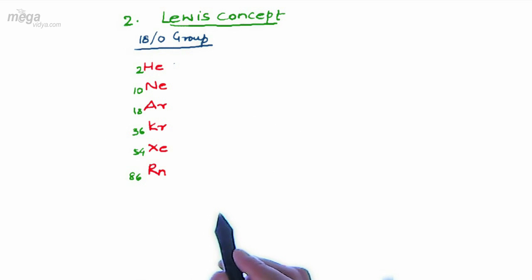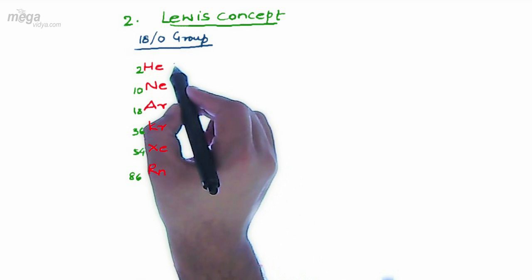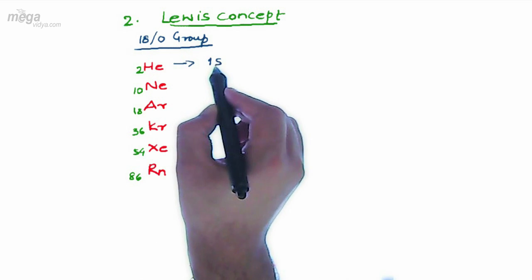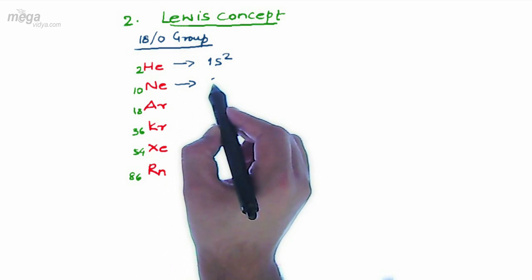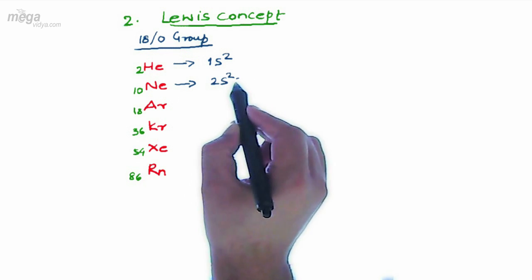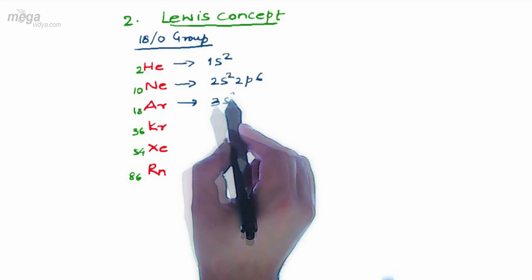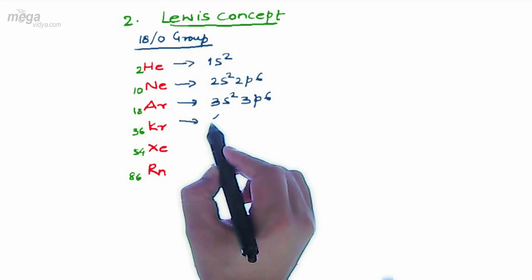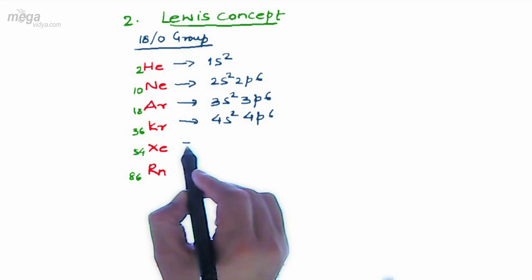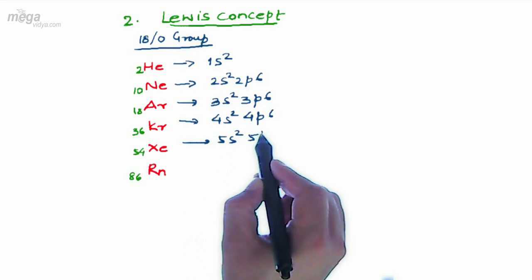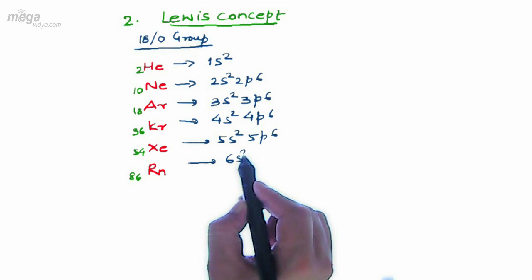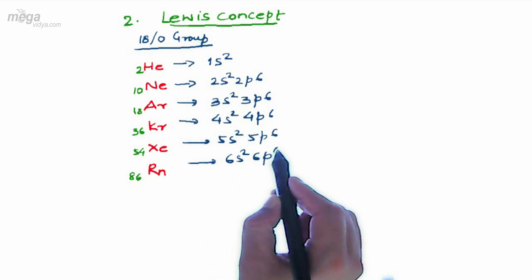Now let's observe their valence shell electronic configuration. For that we can refer to the method of electronic configuration in the chapter atomic structure. Helium has a configuration of 1s2, neon has a valence shell configuration of 2s2 2p6, argon 3s2 3p6, krypton 4s2 4p6, xenon 5s2 5p6 and radon 6s2 6p6.